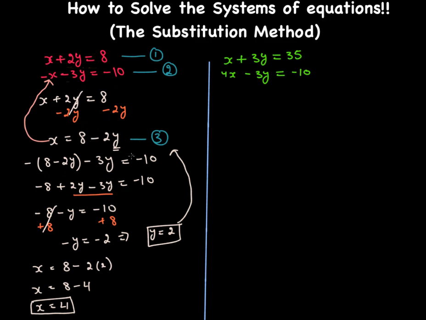So again, out of those two equations, we find the value of x from the first one. That's what we did over here, and we plug that x value into the second equation. Then we find the value of y, and plug the value of y back into one of those. You can plug it into any of them, but this is the easiest one.